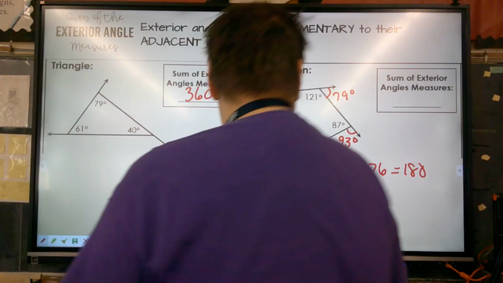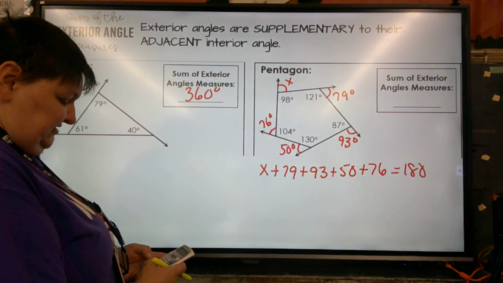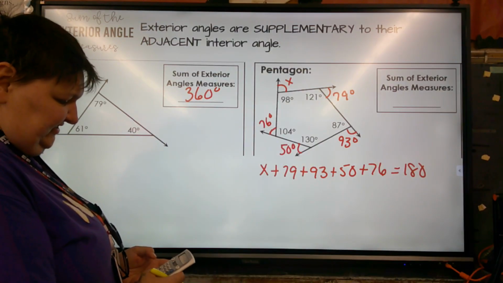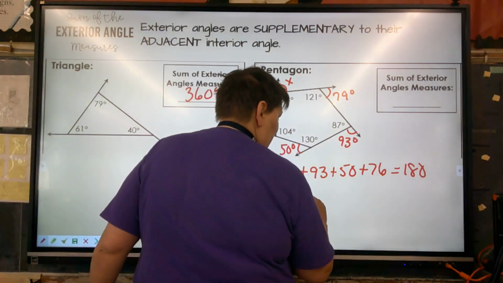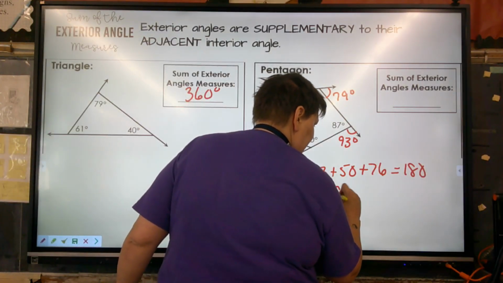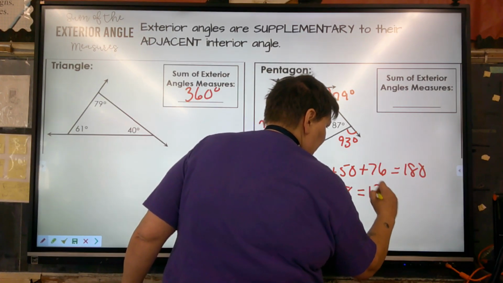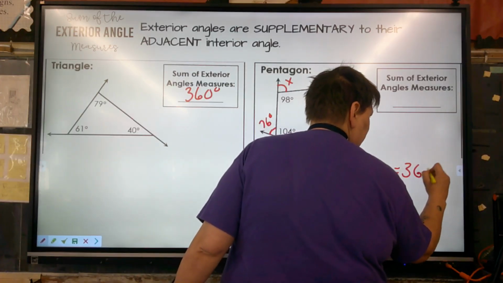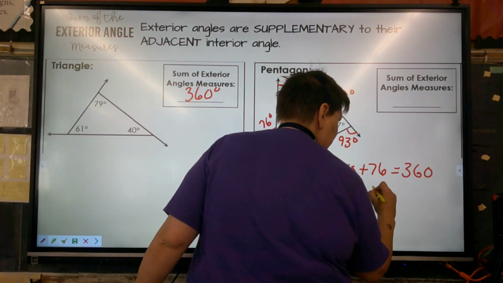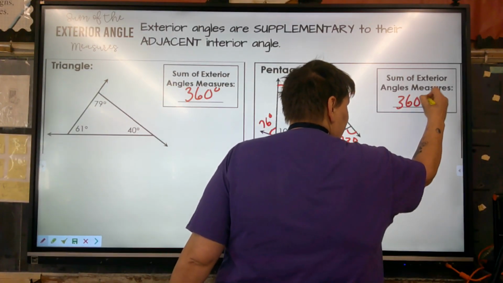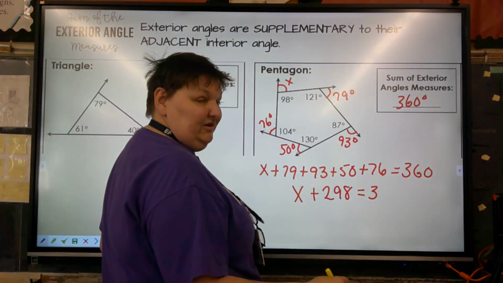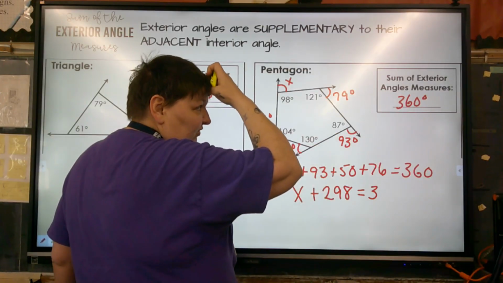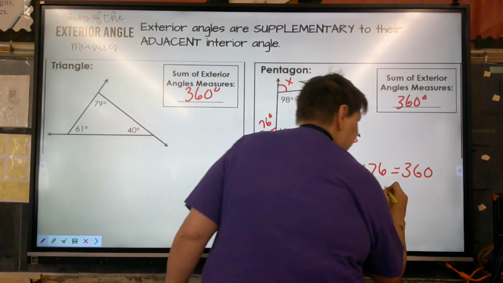Right? So add up the rest of the numbers. 79 plus 93 plus 50 plus 76 is 298. So something plus 298 has to equal 360. It has to equal 360 degrees, right? That's what we discovered up here. The sum of the exterior angle measures will always be 360 degrees.